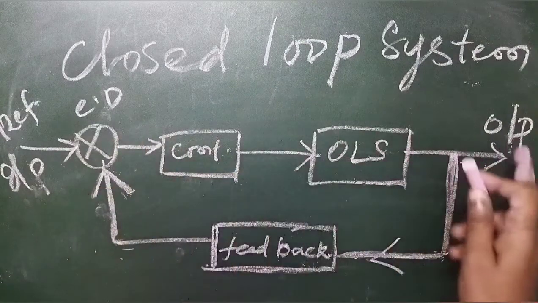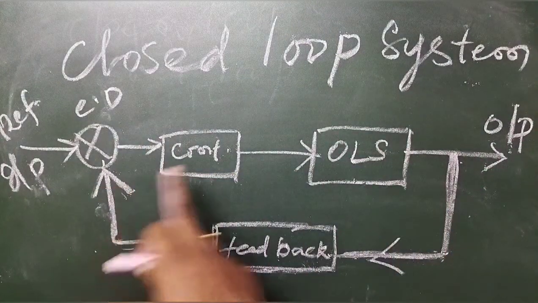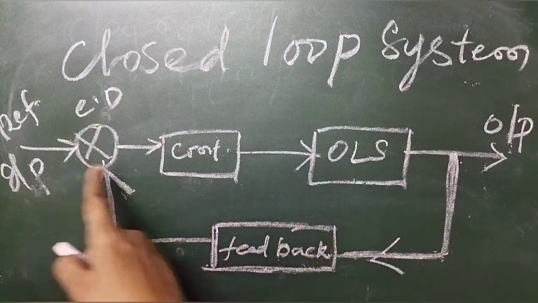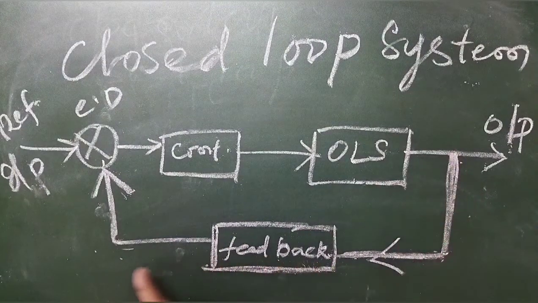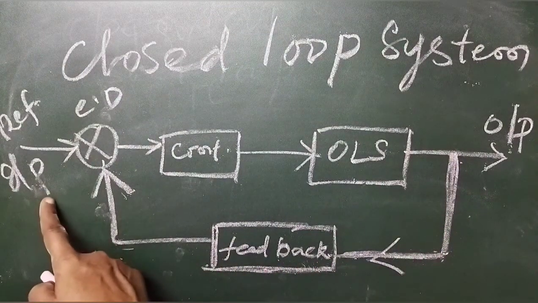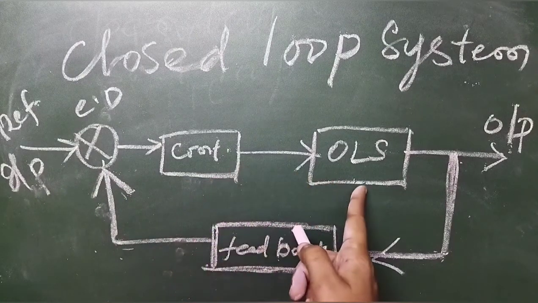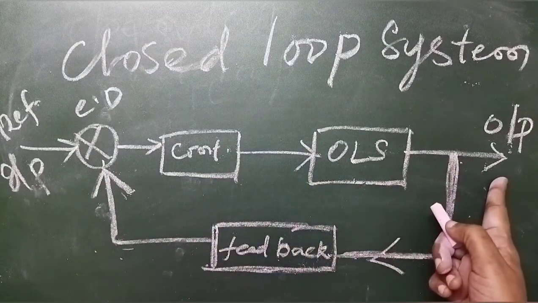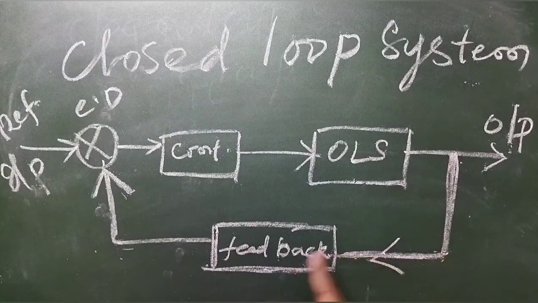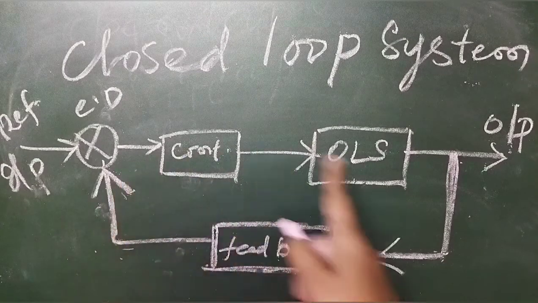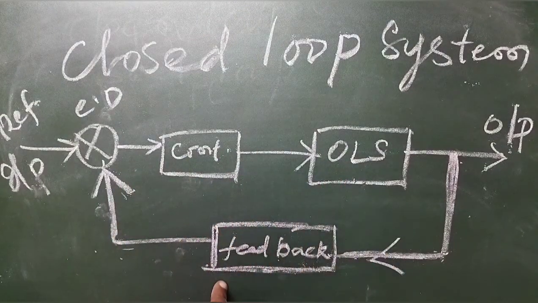Now you can see here you have a system representation. One is forward path and one is the return path here. In the forward path you have an input followed by a controller, then an open loop system followed by an output. There is a return path here from the output point. Okay, you call this a feedback path. Okay, now let's see what happens in a closed loop system.